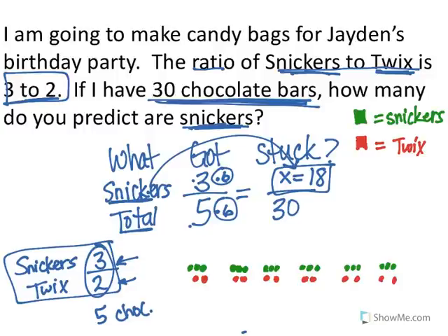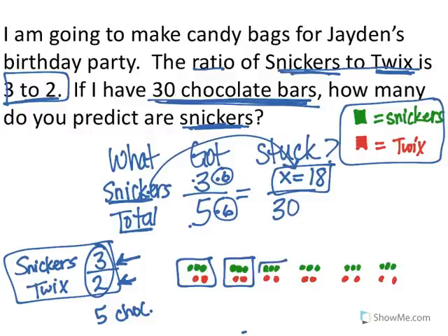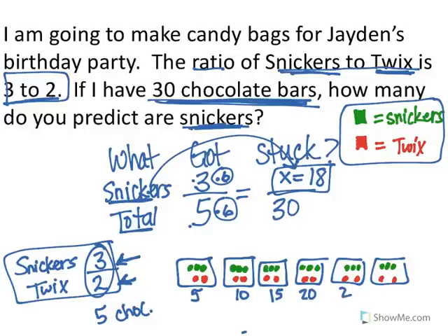So again, for those of you that are visual like me, I went ahead and wrote the key here for you. The green represents the Snickers, the red represents the Twix. According to the information that they gave you, you have 3 Snickers for every 2 Twix. So here I drew 3 Snickers, 2 Twix, 3 Snickers, 2 Twix, and so forth. I drew a total of 30 candy bars, because here you have 5, 10, 15, 20, 25, and 30 chocolate bars.